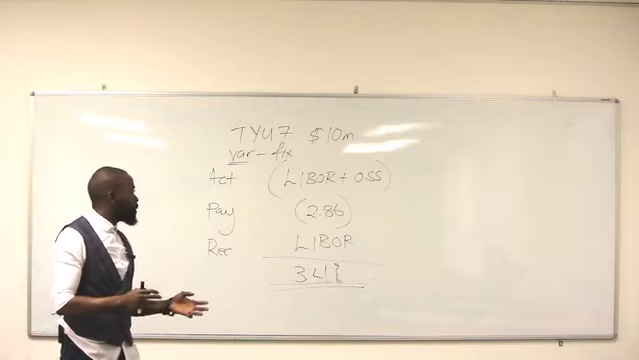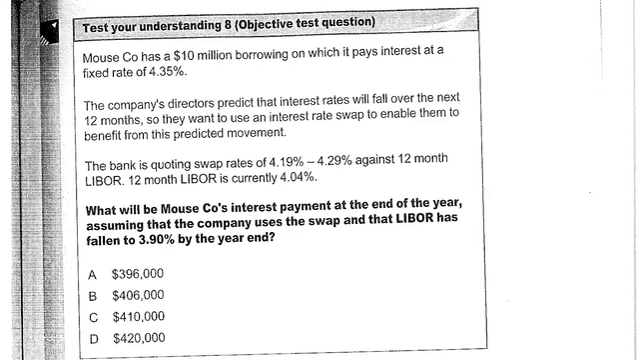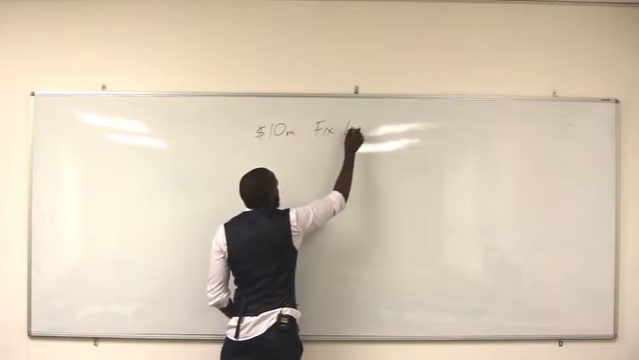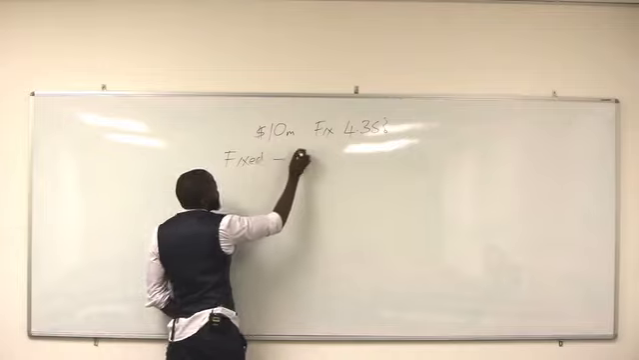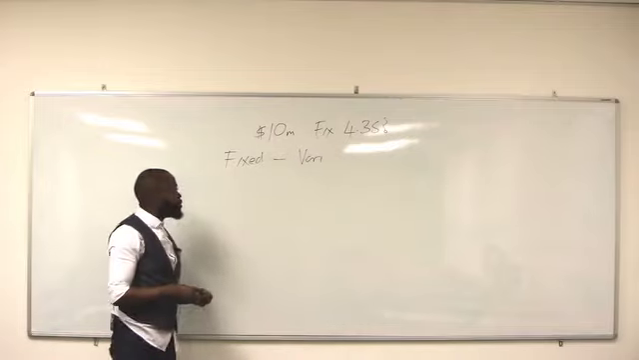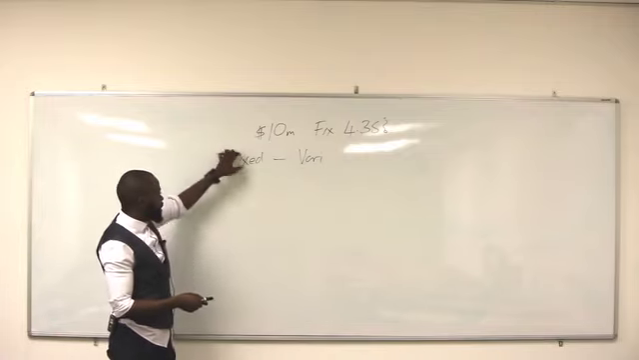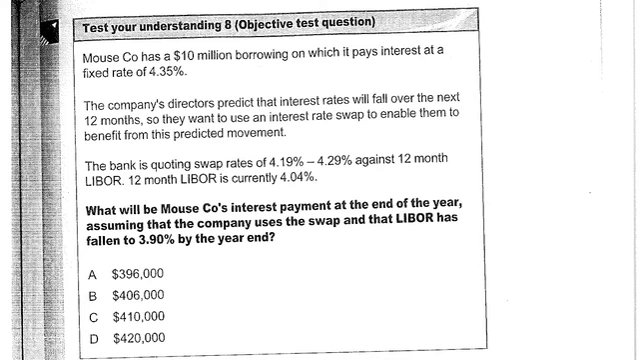I think we should just do maybe one more question on this interest rate swap. We're looking at Test to Understand 8. It says Mouse company did a 10 million borrowing on which it pays interest of 4.35, so that's a fixed amount. So here Mouse is moving from fixed to variable. The reason you would move from fixed to variable is they're anticipating that interest rates are going to fall, so they don't want to be locked into a fixed interest rate. They want to pay a variable interest rate. And the company directors predict that the interest rate will fall over the next 12 months, what we've been talking about. So they want to use an interest rate swap to enable them to benefit from this predicted movement.